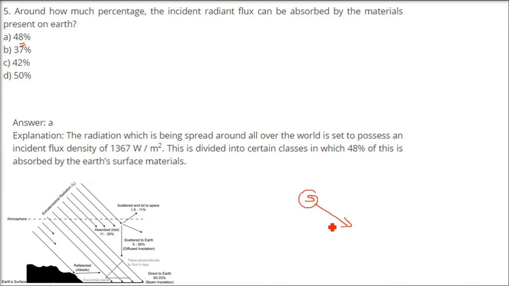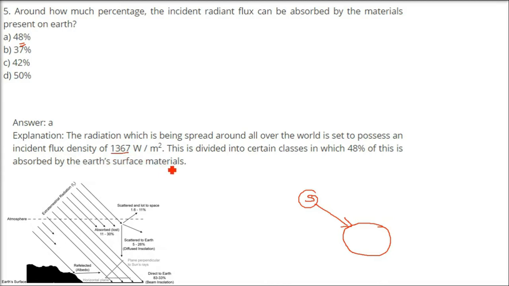So sun radiation is coming to the Earth. In between it is being absorbed. On the Earth also it is being absorbed. There are different phenomena taking place, right? I'll show you these phenomena just now, but just understand that this is the incident radiant flux we are talking about, and it is absorbed by materials which are present around.